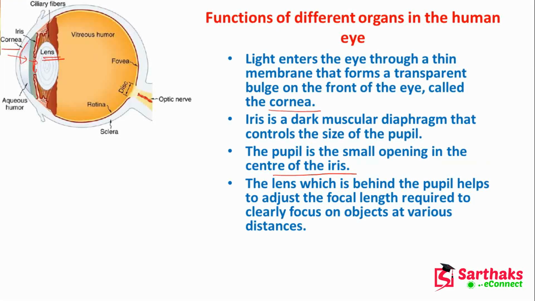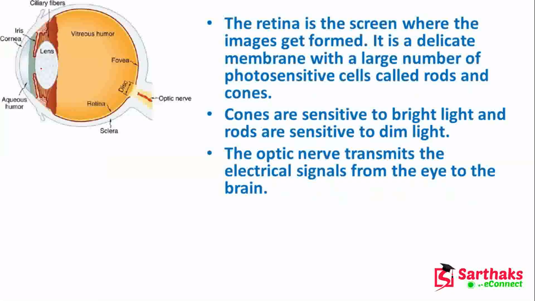And then the pupil, that is the small opening. Here you can see that if this is totally black, at the middle point you can see some opening. So this pupil is the small opening in the center of the iris. And the lens, here you have the lens that will help to adjust the focal length so that we can see the object clearly.